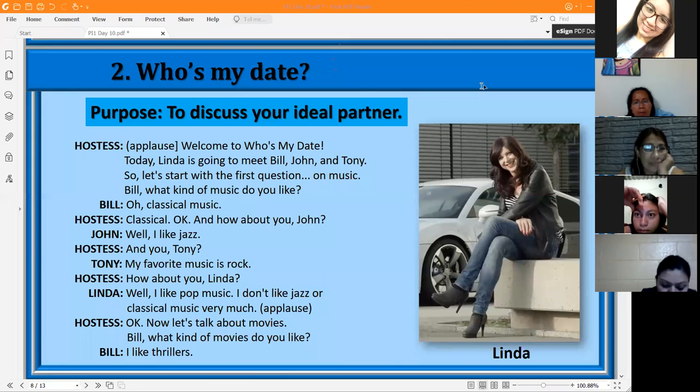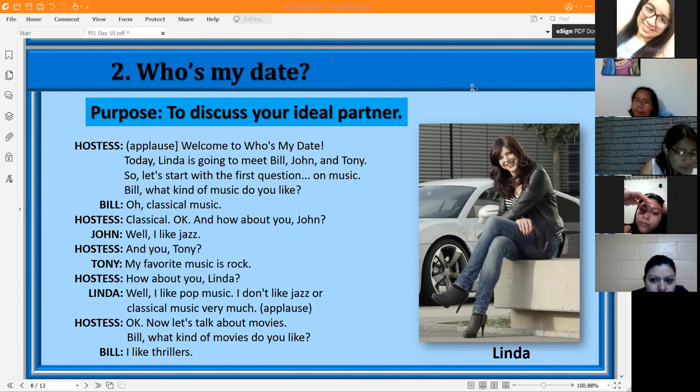Okay, what's the meaning? For a person to be an ideal partner means boyfriend, girlfriend, husband, or for the boys, girlfriend or wife, right? Or for the girls, husband or boyfriend. What's important for you to choose the person? Honesty, intelligence, integrity. What qualities are important?